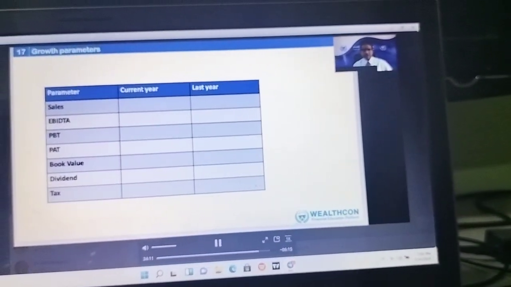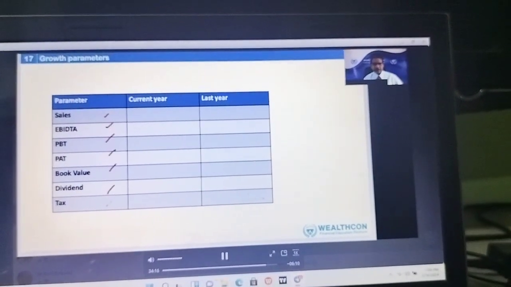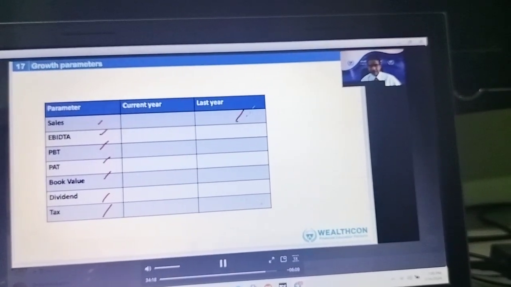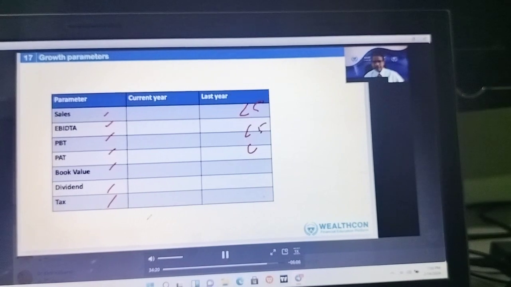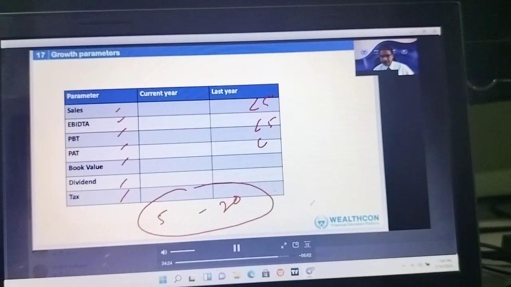So how much should the growth rates be? Usually we say a growth rate of 20% in everything is good. Less than 5 is not good. So I keep a range of 5 to 20. Some companies might grow 30% as well.